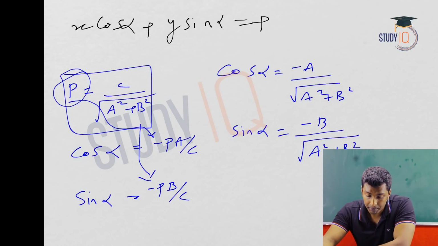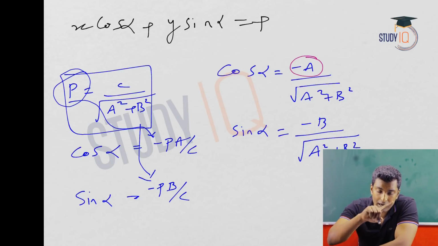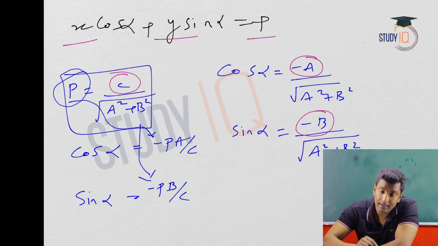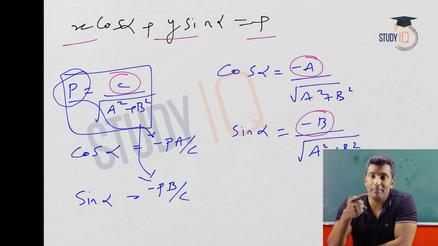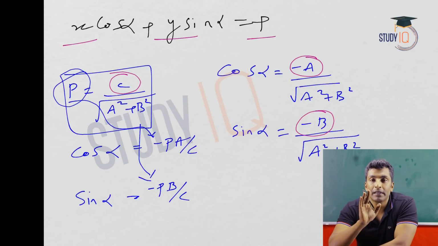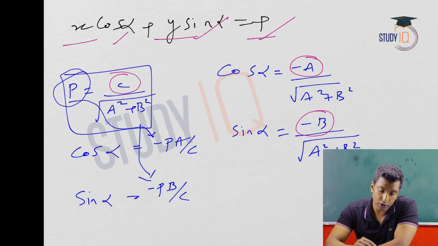This was your normal form. See, we got cos alpha in terms of a, sin alpha in terms of b, and p in terms of c. You can connect it somehow. So what you can do is substitute the values that we obtained for p, sin alpha and cos alpha.